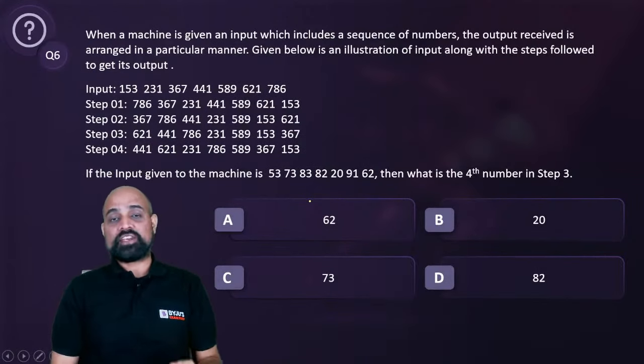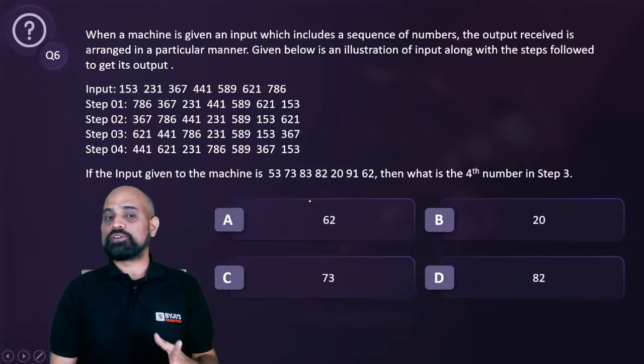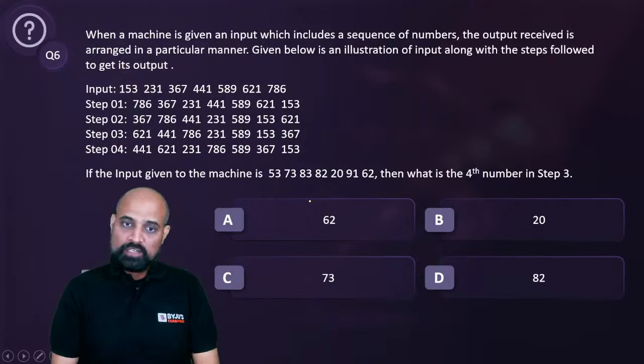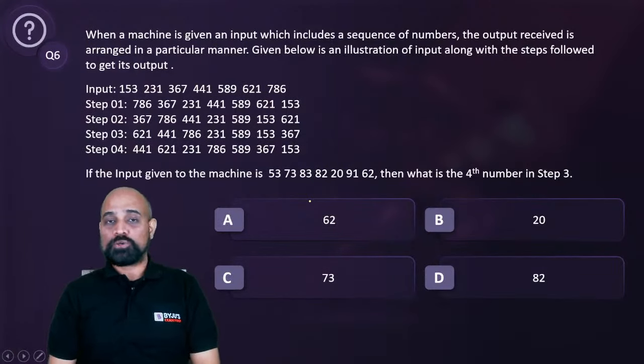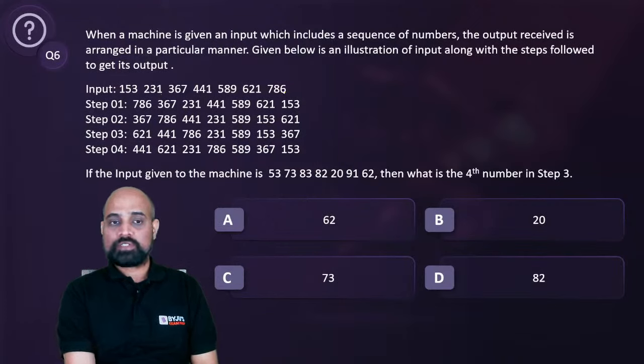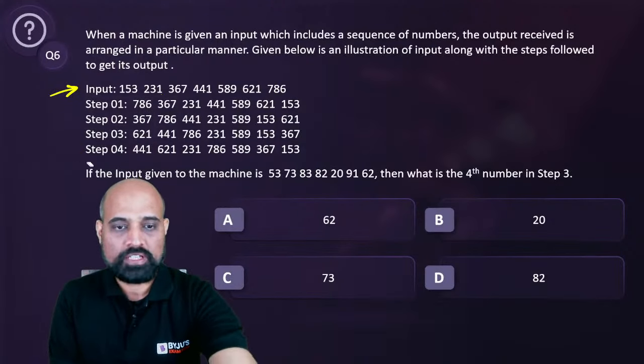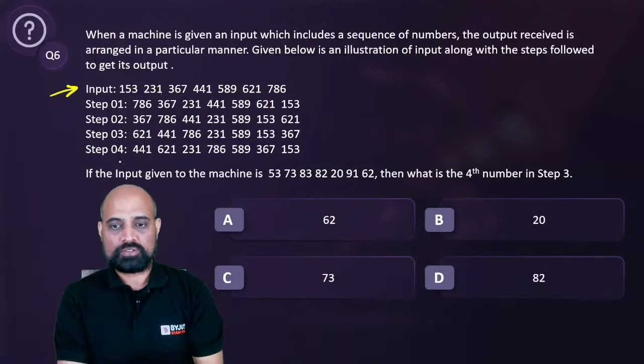When a machine is given an input which includes a sequence of numbers, the output received is arranged in a particular manner, in a particular format. Given below is an illustration of input along with the steps followed to get its output. So input are these numbers. So what you do is you look at your input and then you look at the output.